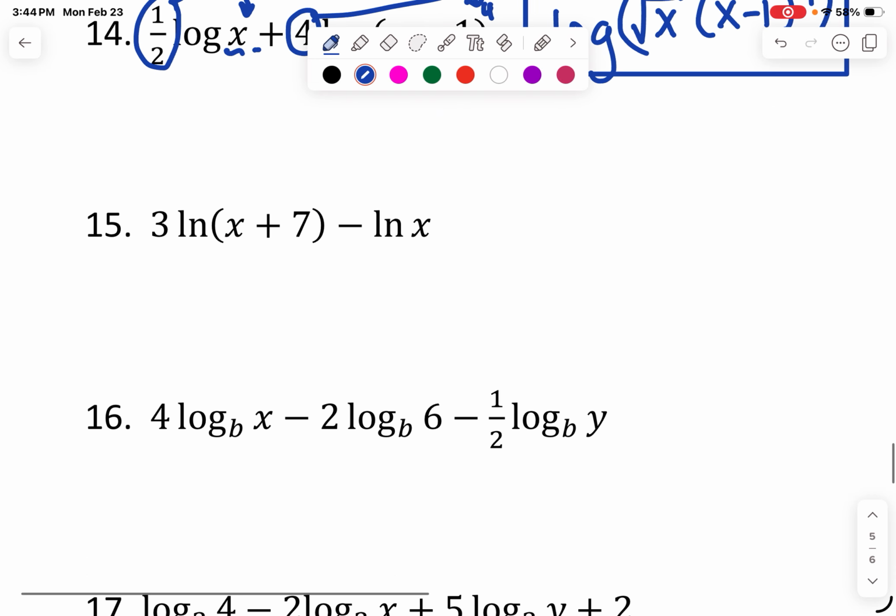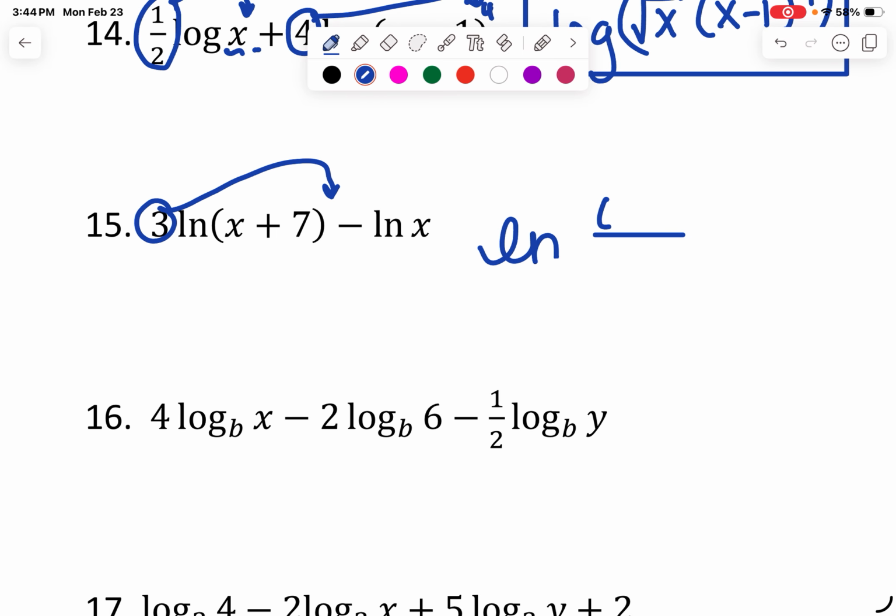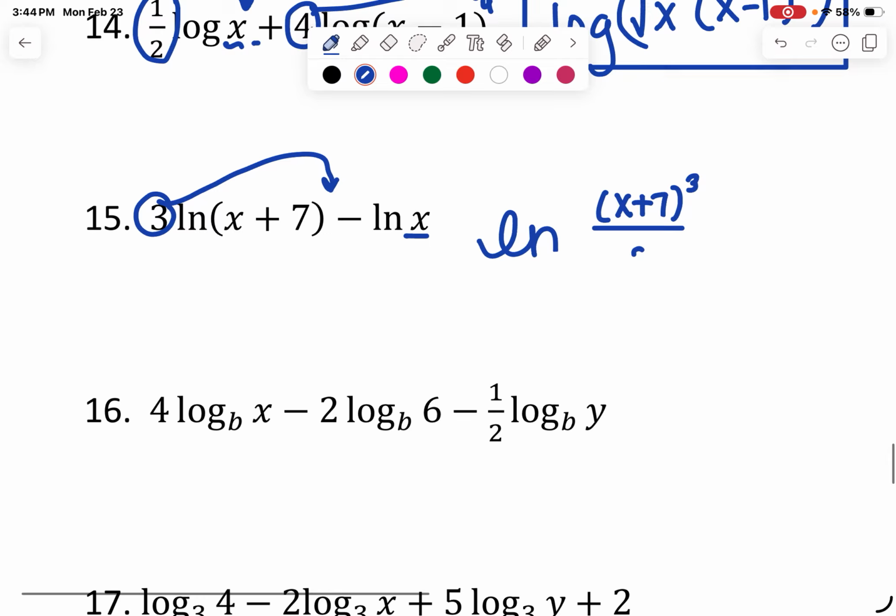All right, natural log. These are being subtracted. So this right here is in my numerator, x plus 7 cubed. This is in my denominator, x.